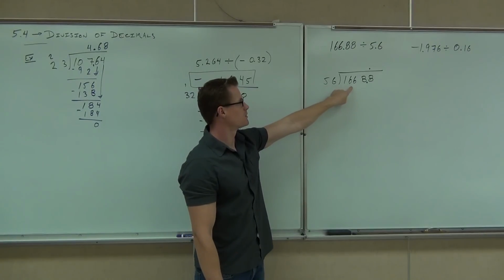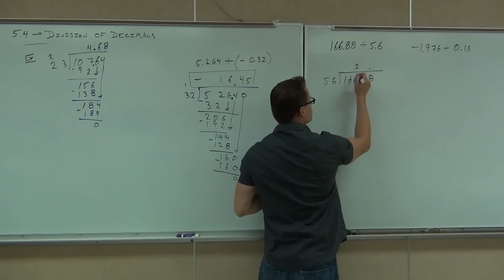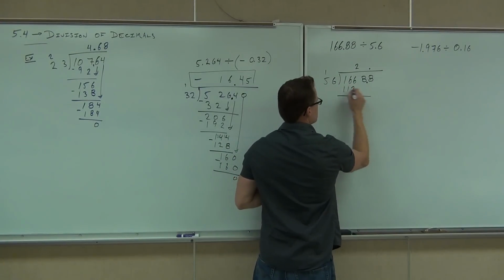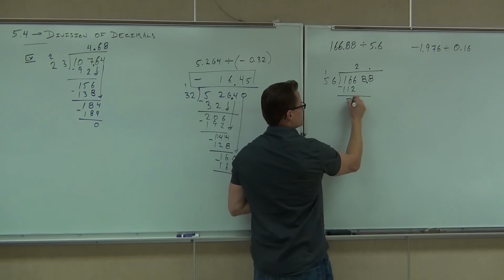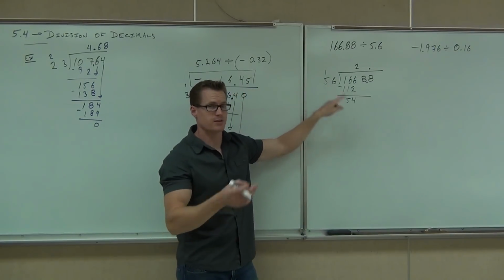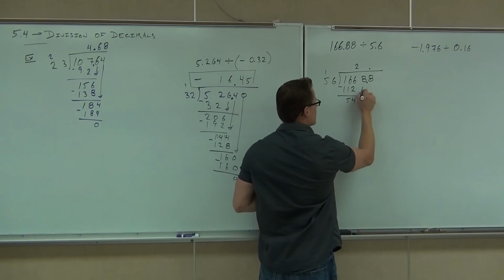56 into, is it 2 or 3? It's 2 times. Okay, so 2 times we'll get to 112. And if we subtract, we're going to get 54. If the number's less than this number, you know you did it right. If it's more, then you need to raise that up a little bit. And we'll bring down the 8.